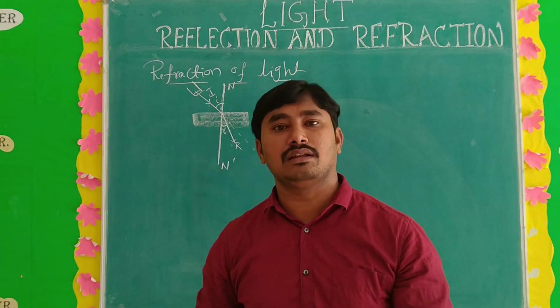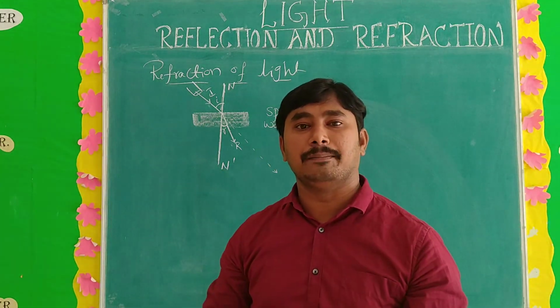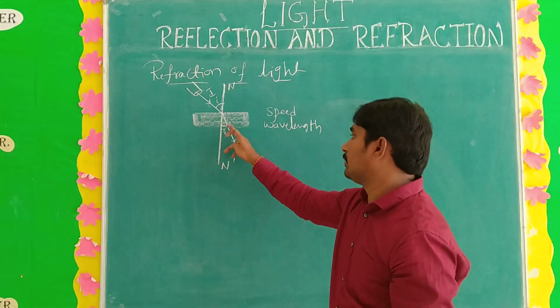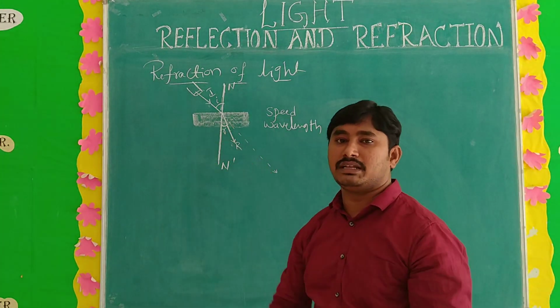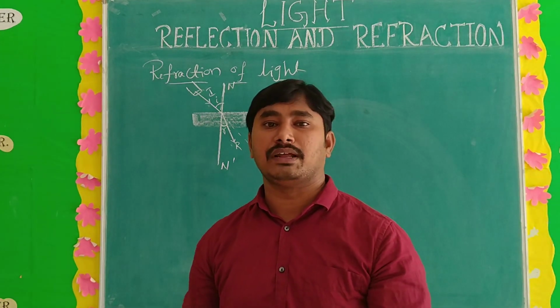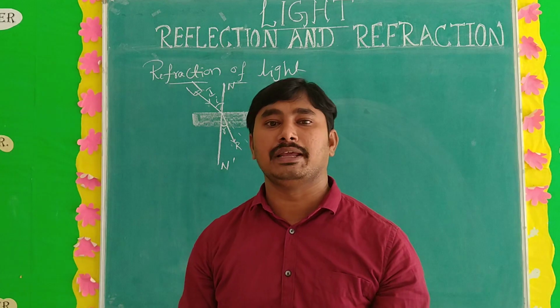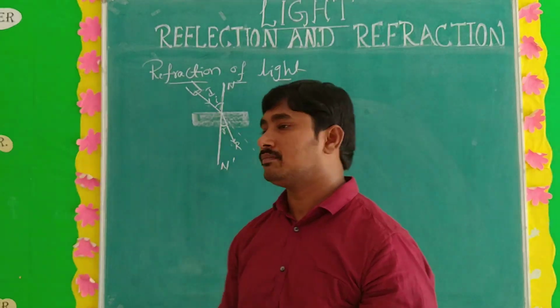What is the main cause of refraction? When the light ray travels from one medium to another medium, automatically the speed changes. When the speed changes, automatically the original path changes. So that is the main cause of refraction. When the light ray travels from one medium to another medium, the speed changes.